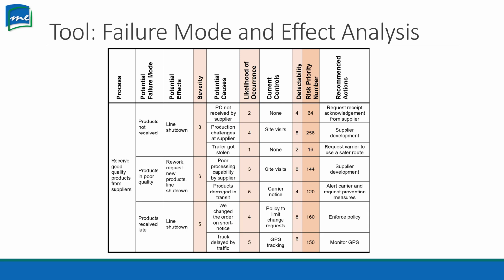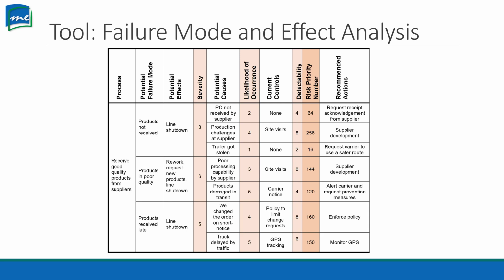So our next column is potential effects. What is the effect of the potential failure mode? Well, if we don't receive the products, our manufacturing line is going to shut down. If the products are received in poor quality, well, we have to rework the products or request new products, and it also results in a line shutdown. And then the products received late also result in a line shutdown.